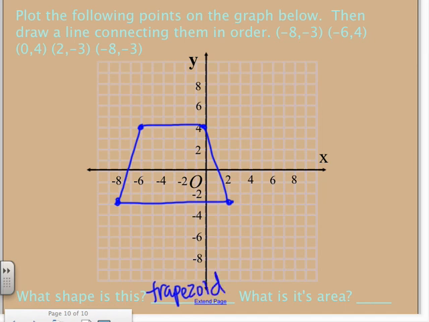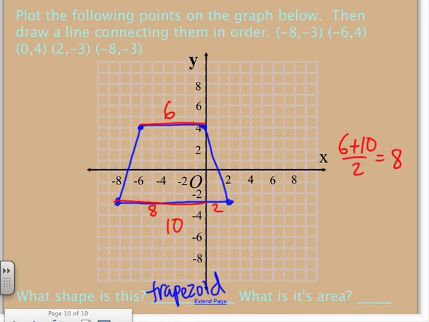Because the top and the bottom are parallel to each other, but the other sides are not, so that's a trapezoid. And it wants to know its area. So the formula for the area of a trapezoid, if you don't remember it, you need each of the two bases. So this top base is 6. And this one goes from here to here is 8, plus 2 more, so the bottom base is 10.